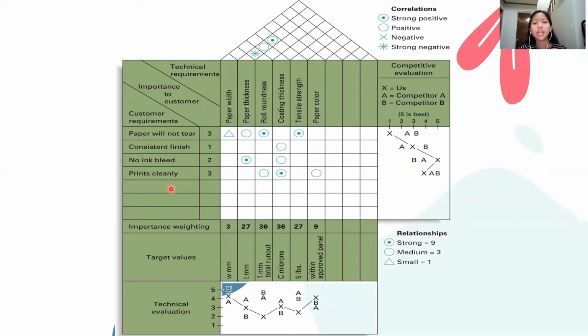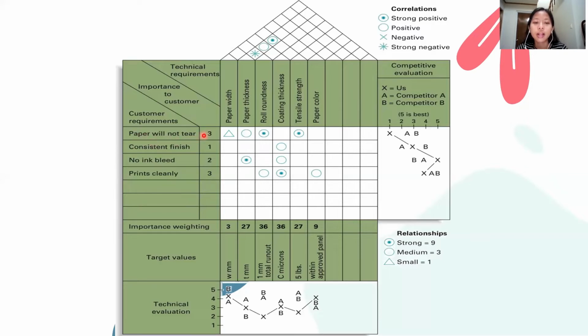Sabi natin kanina, ang customer requirements ay yung mga general statements of the customer's needs and wants for your products. Next, we have the technical requirements. The technical requirements are found at the top part of the matrix, written vertically as you can see. Ang technical requirements, it is aligned to the customer requirements. For example, yung paper will not tear. What technical requirement ang pwede so that yung customer requirement na paper will not tear will be satisfied?